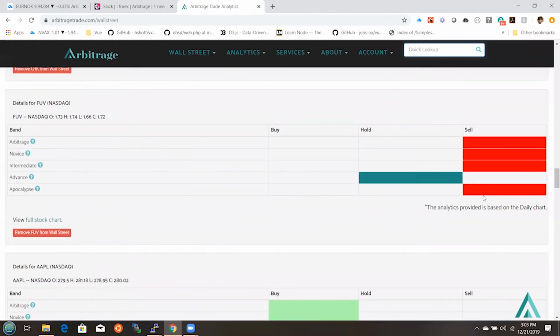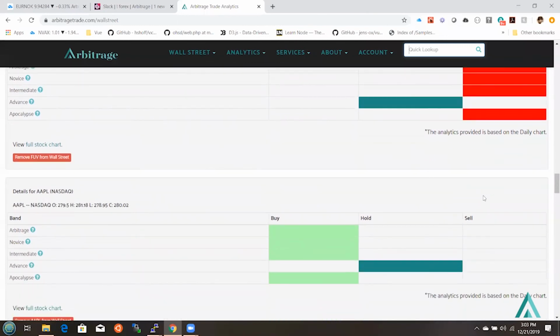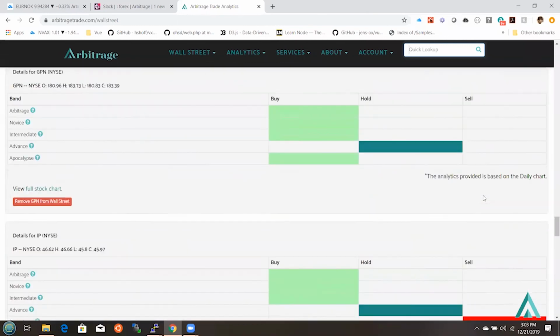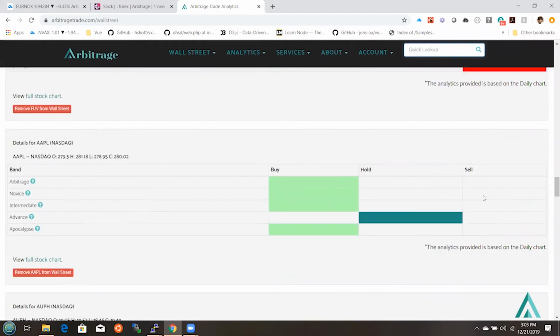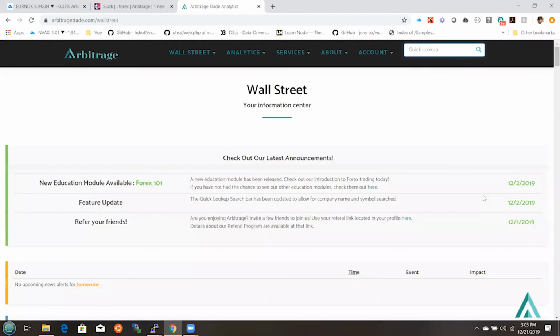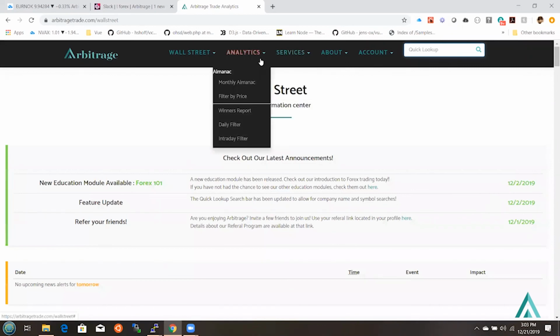And neither is FUZ or FUV for this matter. But you can get a very quick look at what you're watching and a very good bird's eye view of what's going on within the system.